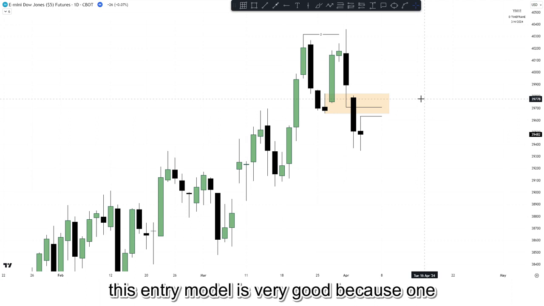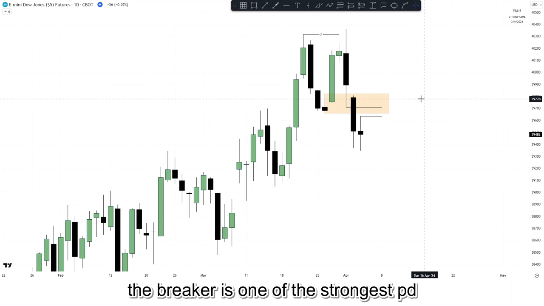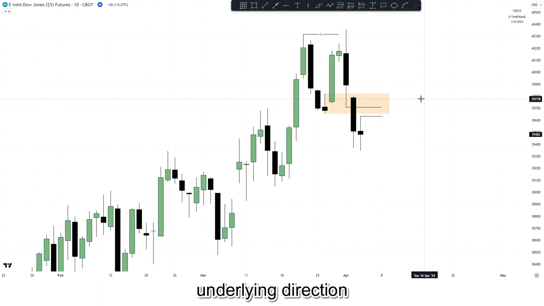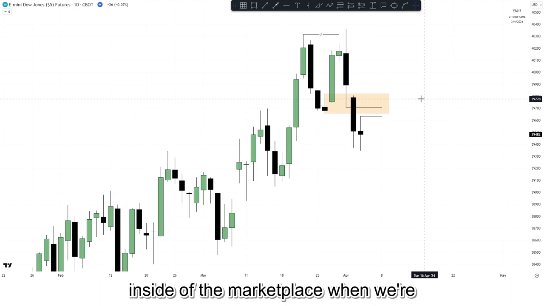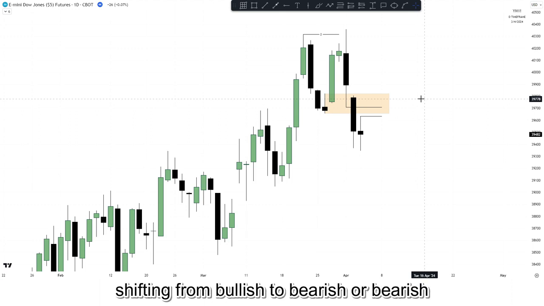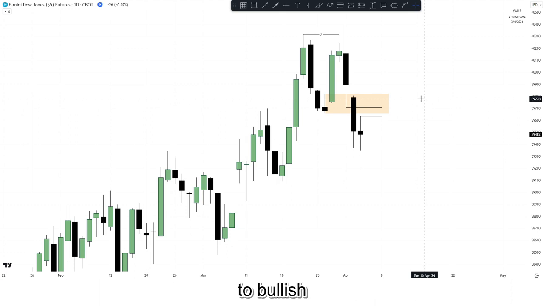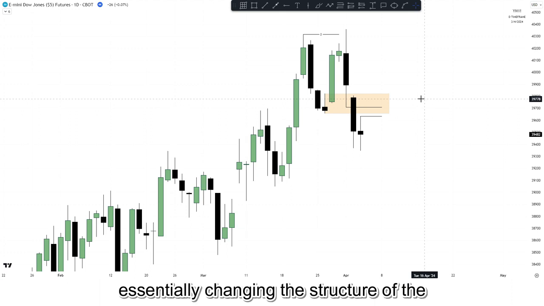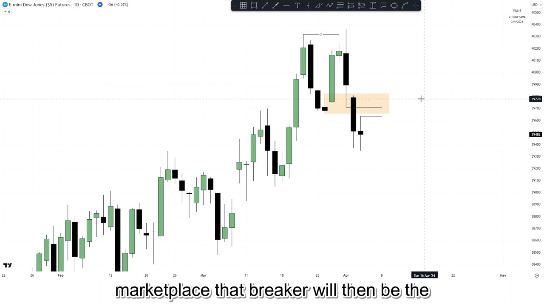This entry model is very good because, one, the breaker is one of the strongest PD arrays, because it is the start of a new underlying direction inside of the marketplace. When we're shifting from bullish to bearish or bearish to bullish, essentially changing the structure of the marketplace, that breaker will then be the solidification of that new market structure shift.